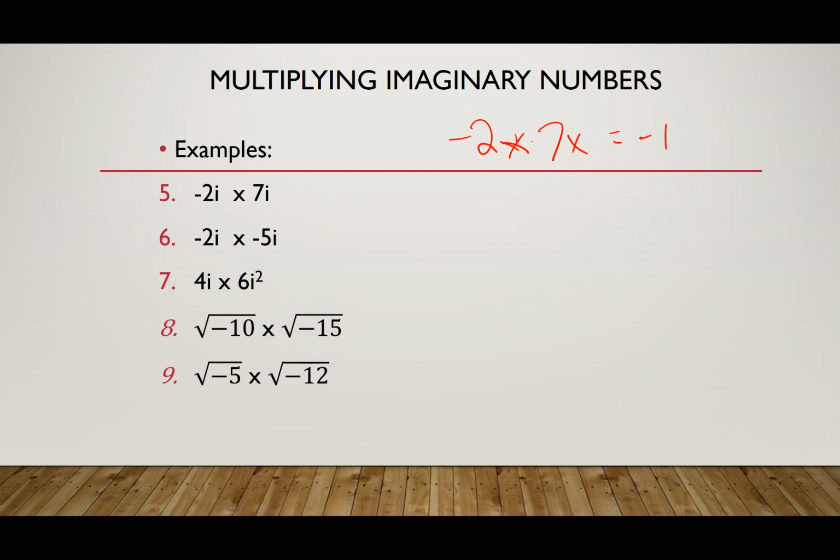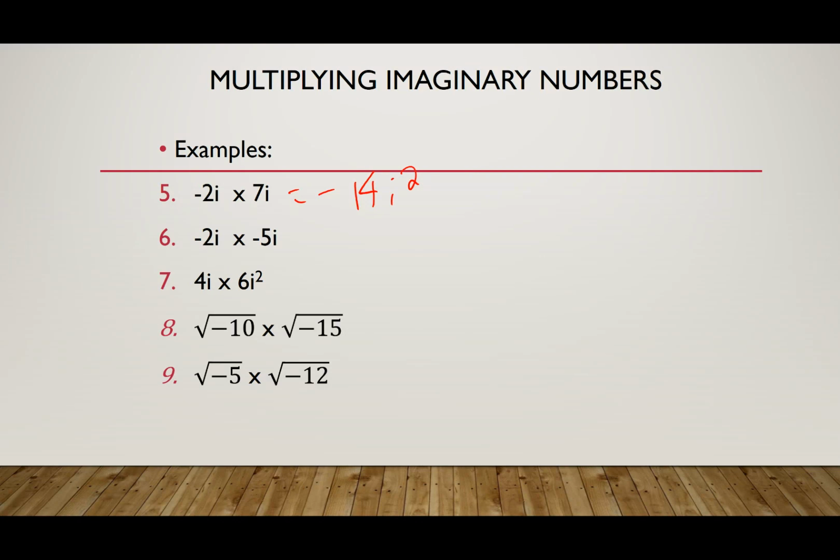you would have negative 14x squared, right? Because negative 2 times 7 is negative 14, and x times x is x squared. So it's very similar with i, but you have to be very aware of i as well. So this is going to be negative 14i squared.